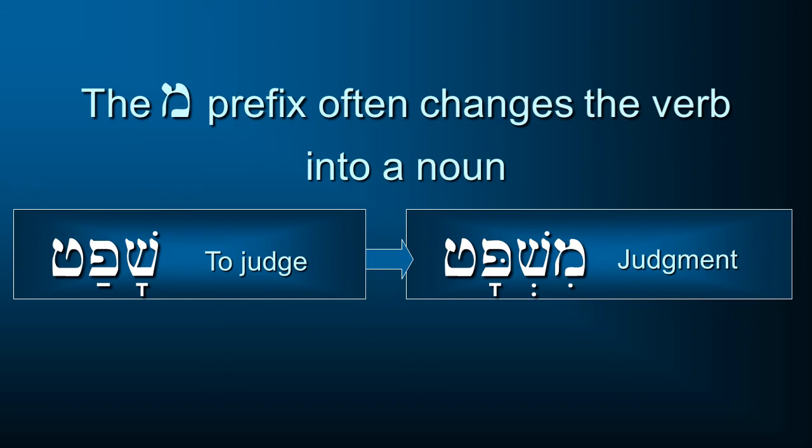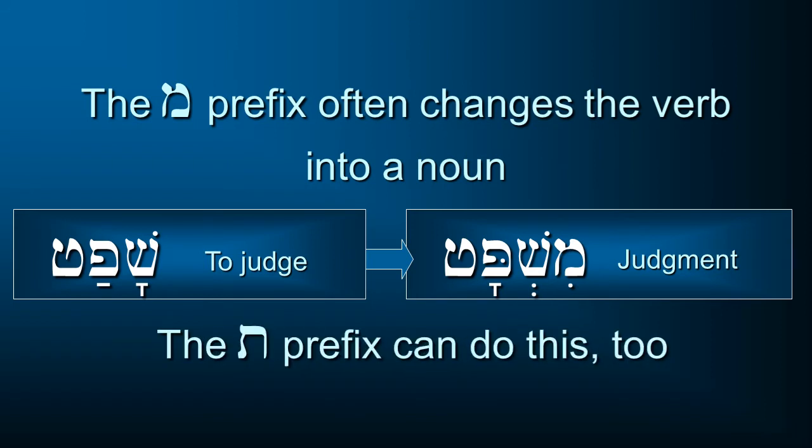The mem prefix often changes the verb into a noun. We just saw that with shafat, the word to judge, and then mishpat is a judgment. And so, again, if you can remember one, you're going to be able to remember the other. It's very easy. That's why sometimes we say Hebrew is actually easier than English, because the verbs and the nouns, not always, but oftentimes, are related.